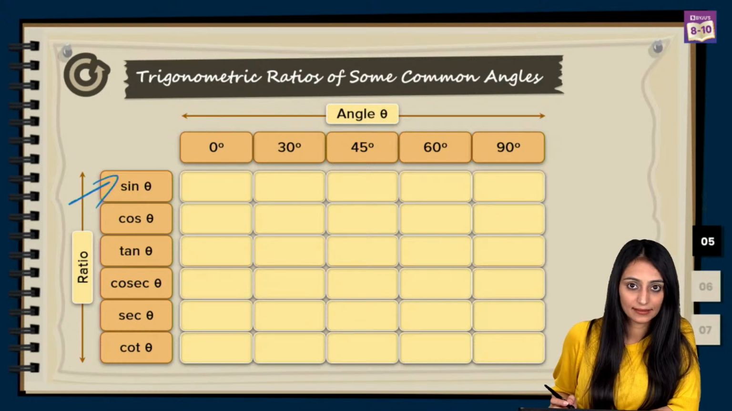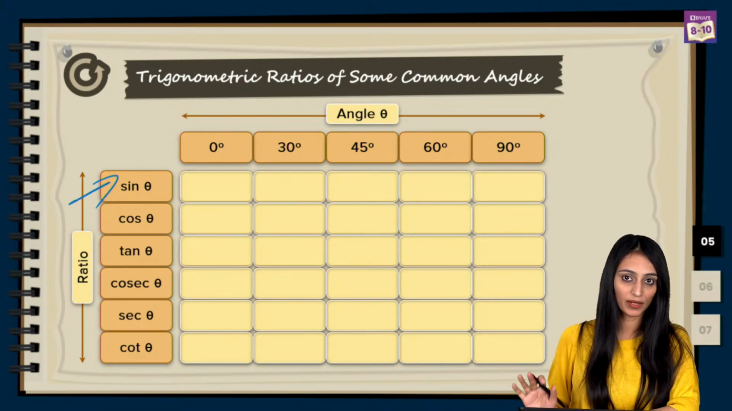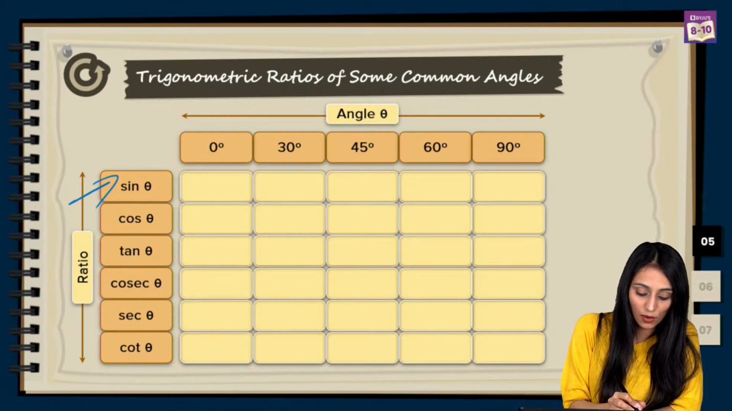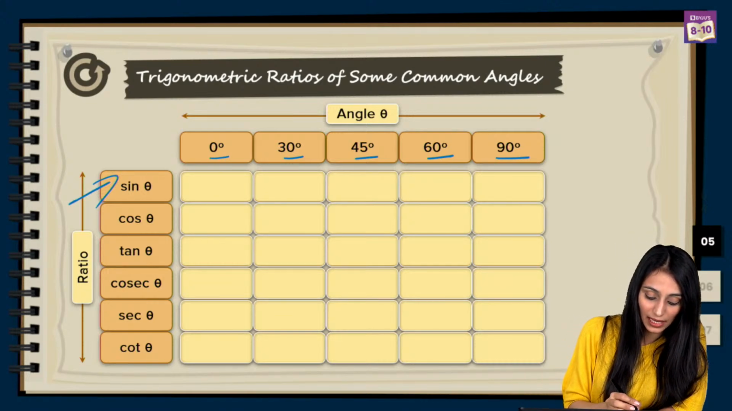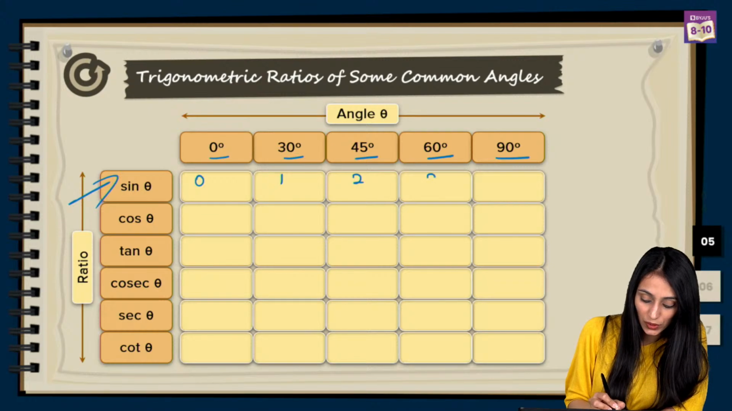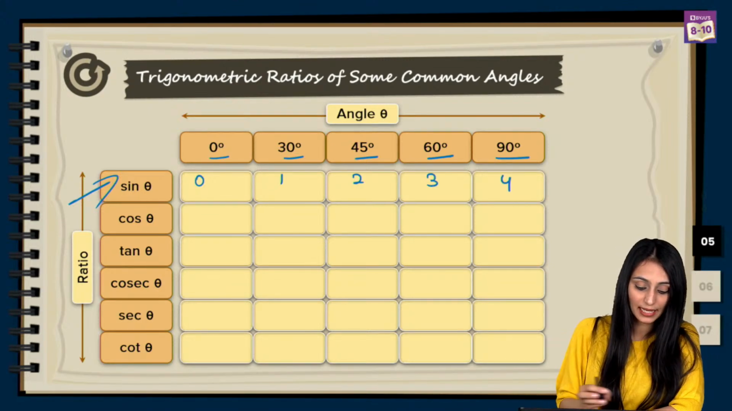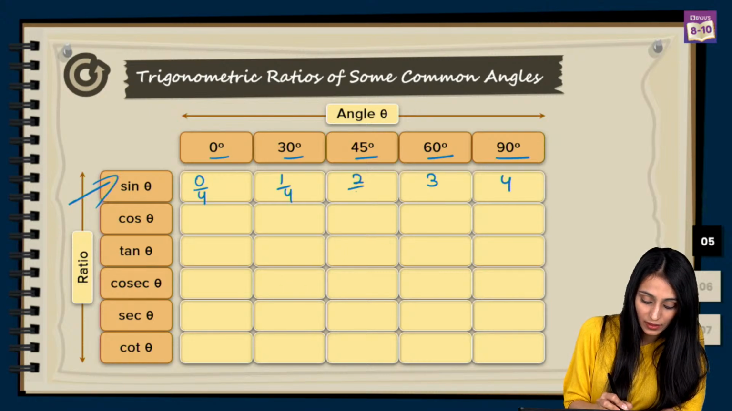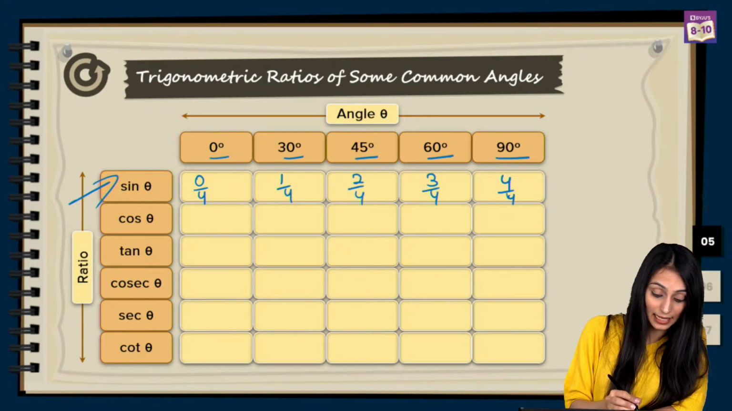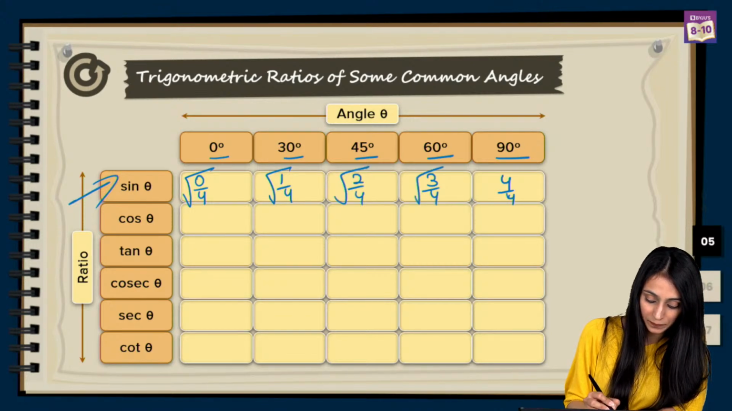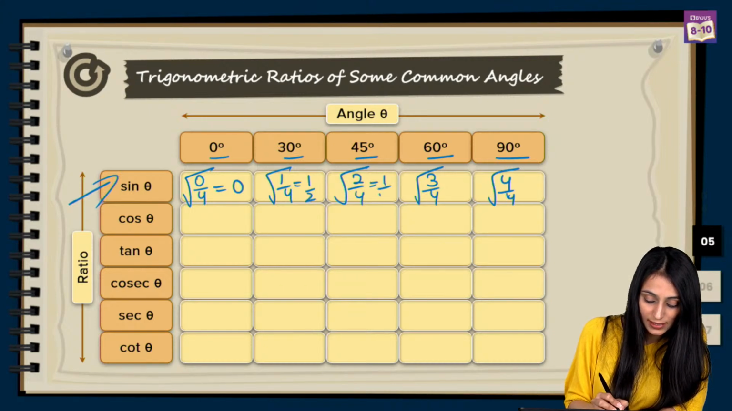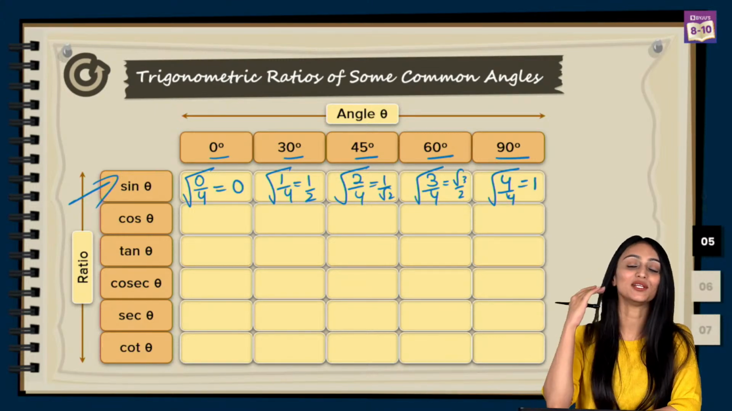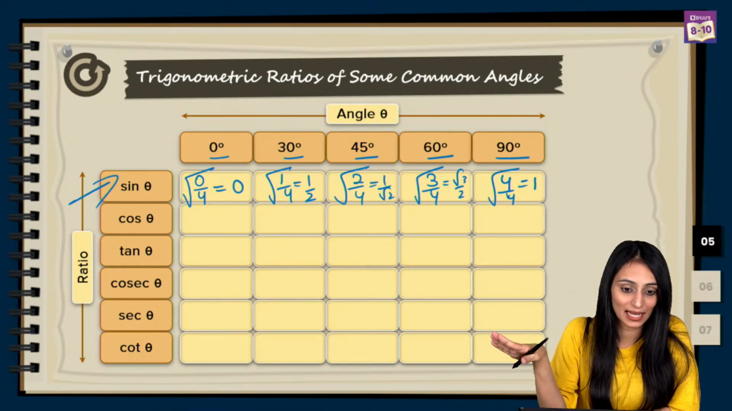First, we find the value of sine theta. Using that, we can find the value of any other trigonometric ratio for a specific angle. First, write the angles in this order: 0 degree, 30 degree, 45 degree, 60 degree, 90 degree. Then write 0, 1, 2, 3, 4 under them. Divide each one of them by 4. Then take the square root. Once you take the square root, you get 0 here, then 1 by 2, 1 by root 2, root 3 by 2, and 1. Like this, you can find the value of sine theta for any specific angle.